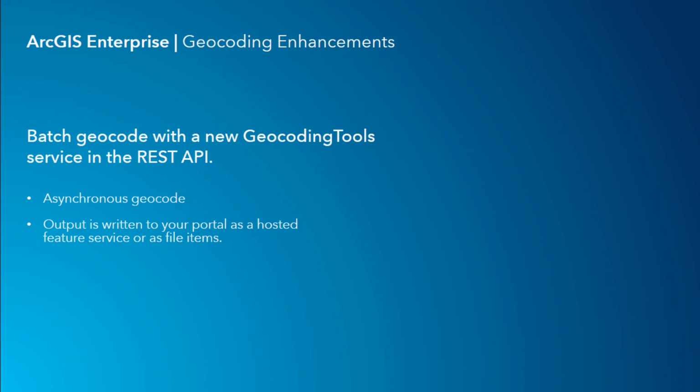And last of what I consider the big three functionalities when you think of classic GIS, which is mapping, where we had the true curves, geodatabase management, and lastly, geocoding. We've improved geocoding as well. You can now batch geocode with a new geocoding tools service through the REST API. So this is an asynchronous batch geocode, and the output is written to your portal as either a hosted feature service or as file items.